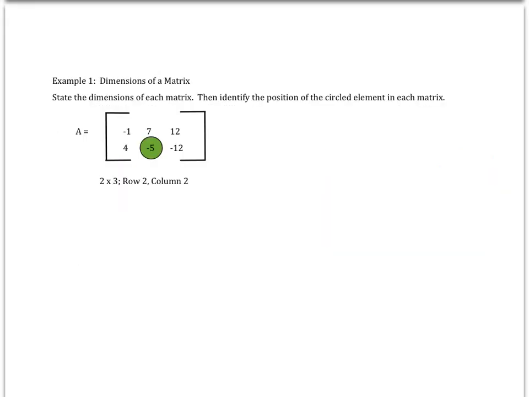In example 1, we will determine the dimensions of a matrix. First, we will state the dimensions of the matrix, and then we will identify the position of the circled element in the matrix. Matrix A is a 2 by 3 matrix. It has 2 rows and 3 columns. The element -5 is located in row 2, column 2.